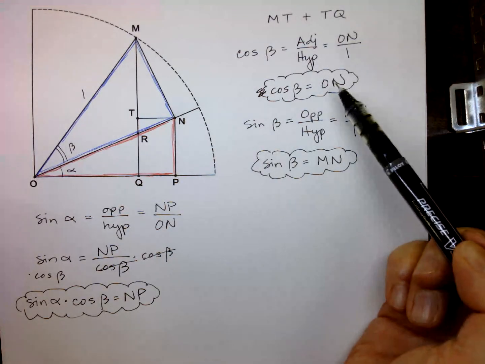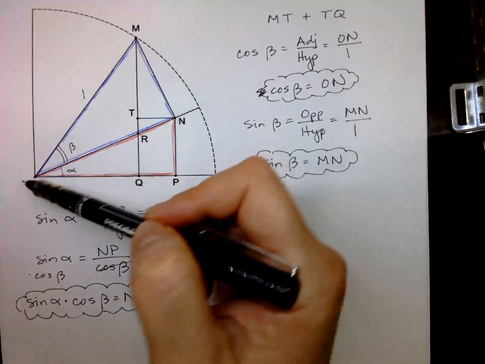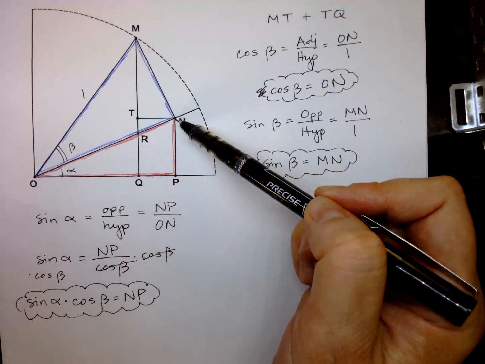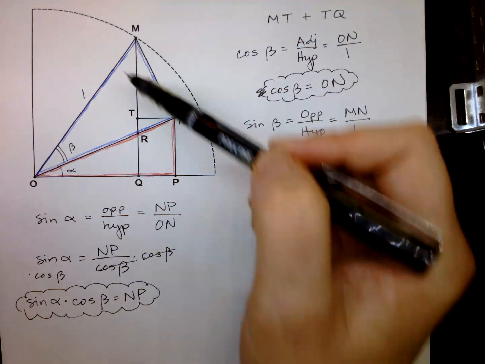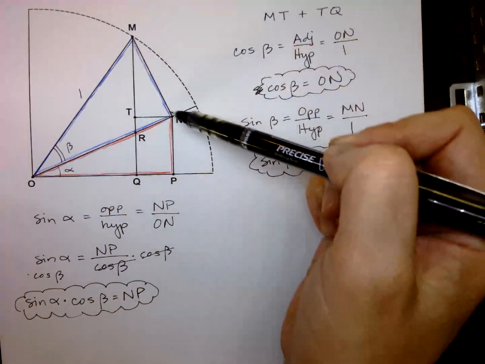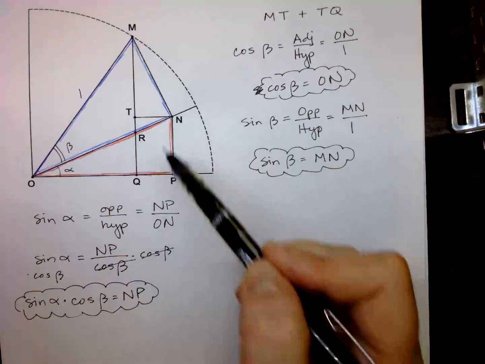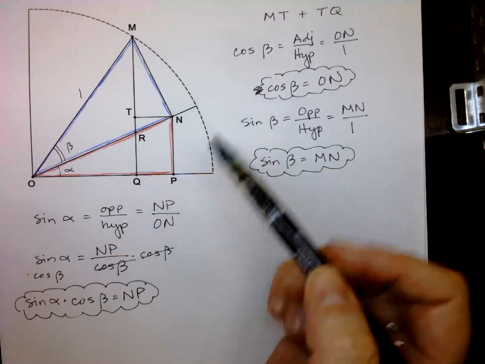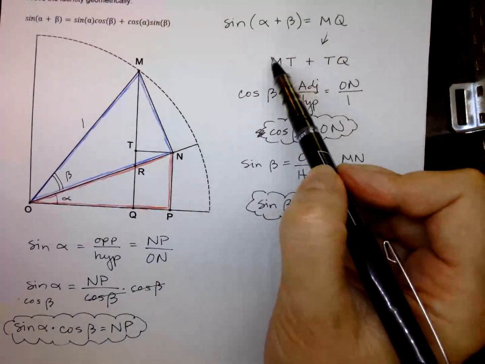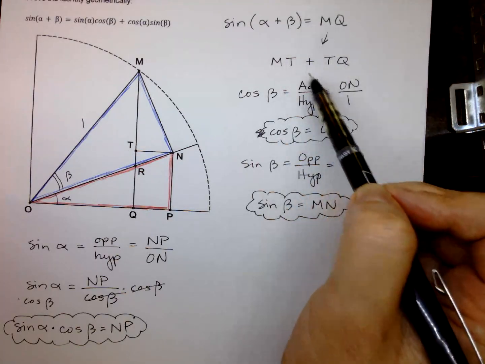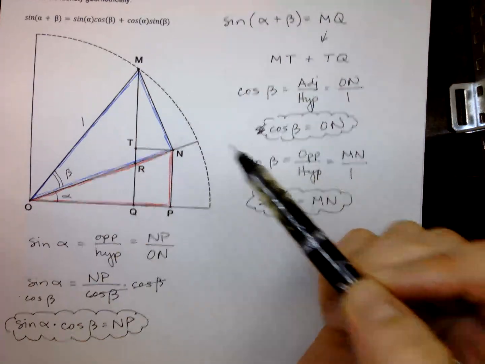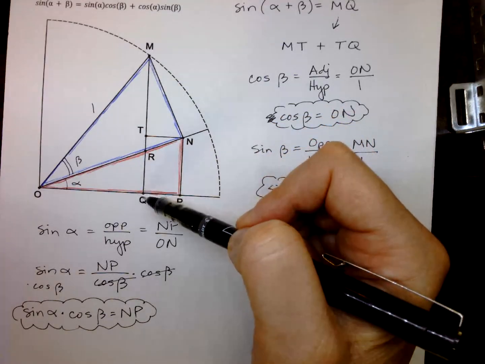So what do I know so far? I know ON, we just used that to write this statement. I know MN, that's this length right here. I know NP, this length right here. Remember that my goal, back up here at the top, is I want to write what is MT plus TQ.